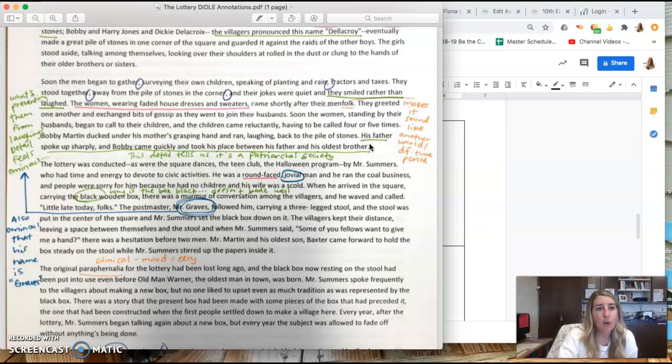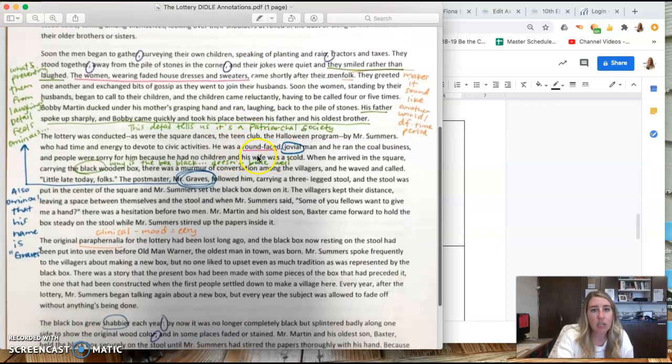It says his father spoke up sharply and Bobby came quickly and took his place between his father and his oldest brother. The sentence before this says that his mother kept trying to get him to come back and he wouldn't, and this detail tells us that it's a patriarchal society. So that just informs us of something that they didn't have to tell us. They didn't say, this is a patriarchal society. Instead, it's the detail, this sentence, to tell us that his father spoke up sharply and the kid came running. We know that his father is considered in charge and he followed immediately.